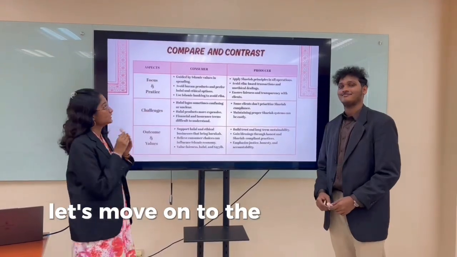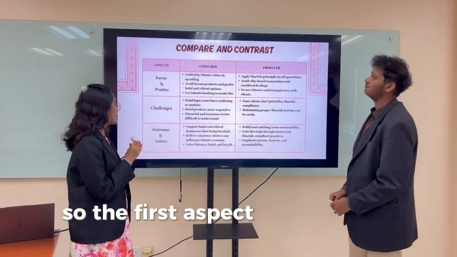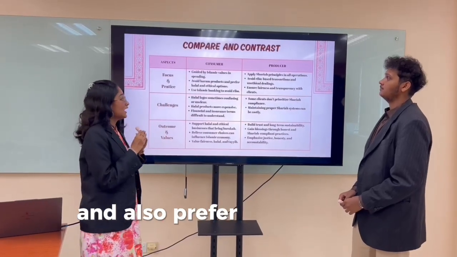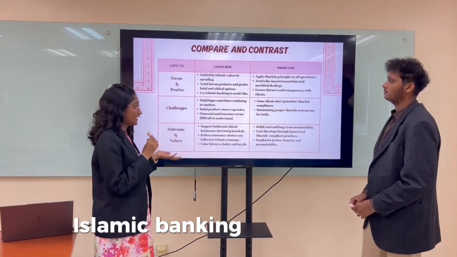Right, so next, let's move on to compare and contrast consumer and producer. The first aspect is focus and practice. Consumers are guided by Islamic values in spending, for example, avoiding haram products and preferring halal and ethical options, such as using Islamic banking to avoid riba.